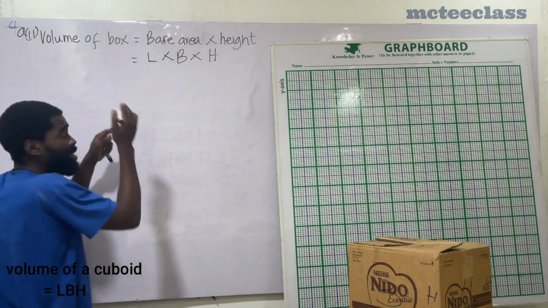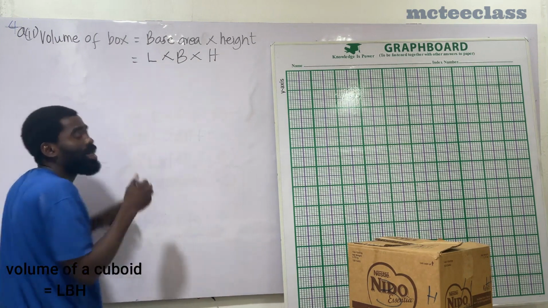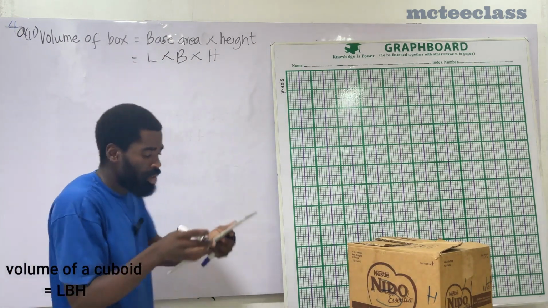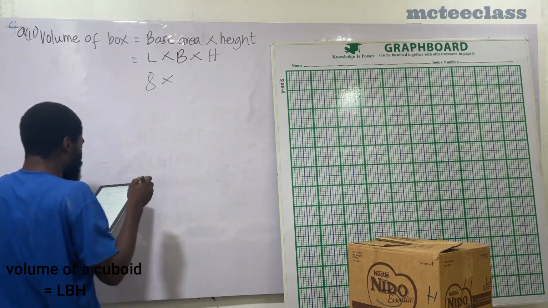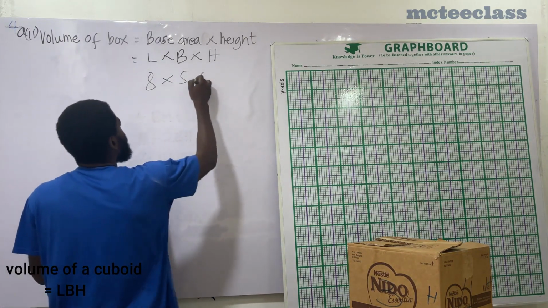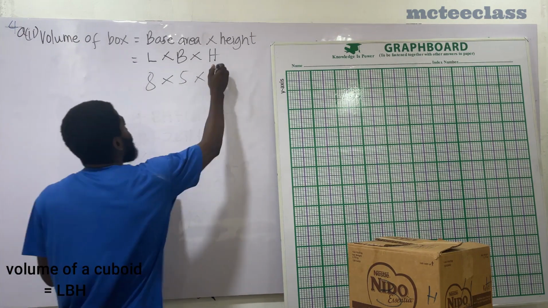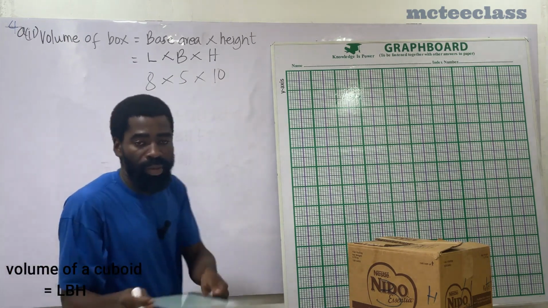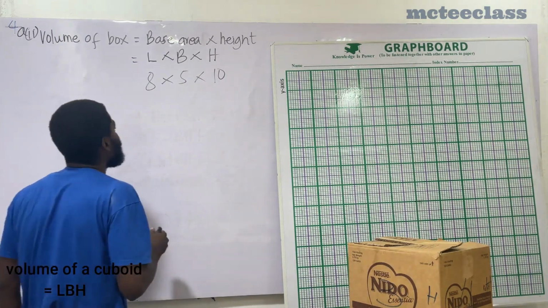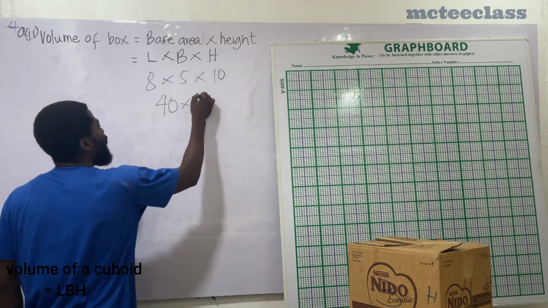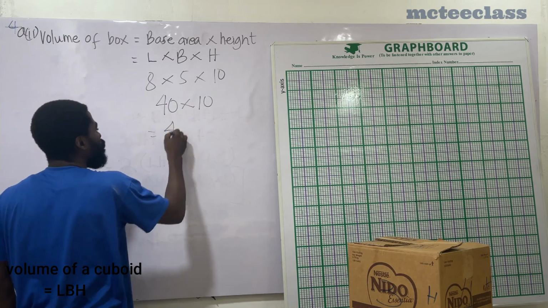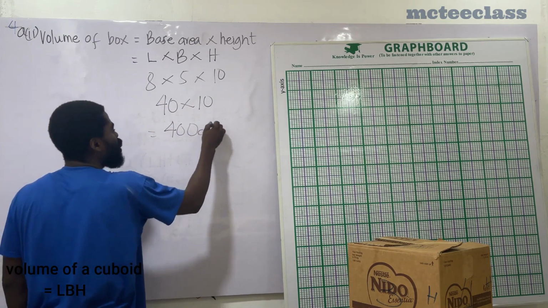Now we already have this. Yes, we wrote down the parameters, so we just substitute them. What length are we given? We're given a length of 8 cm, times the breadth of what? 5 cm, times a height of what? 10 cm. And we multiply this and get their what? Their volume. 5 by 8 is 40, times 10, and that gives me 400 cm cube.